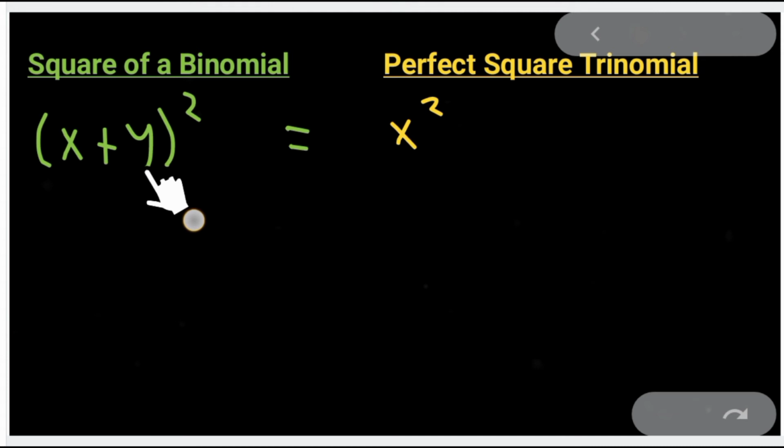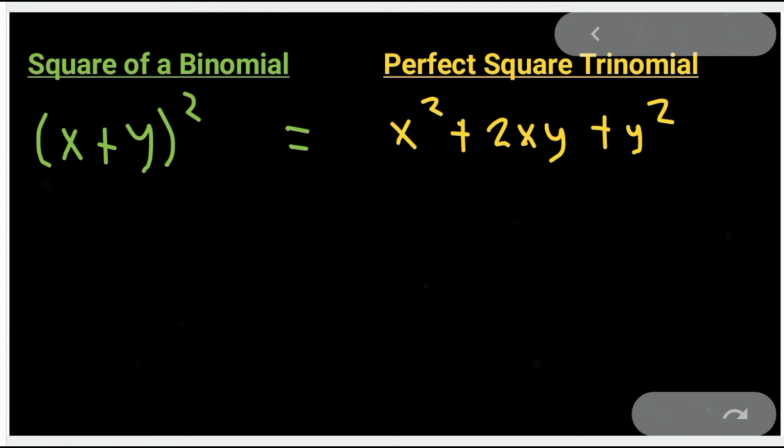Then multiply it by 2. Then copy the sign. So we have plus 2xy. Then, to get the third term, we simply square the last term. So we have plus y squared. So that's the relationship between a square of a binomial and a perfect square trinomial.